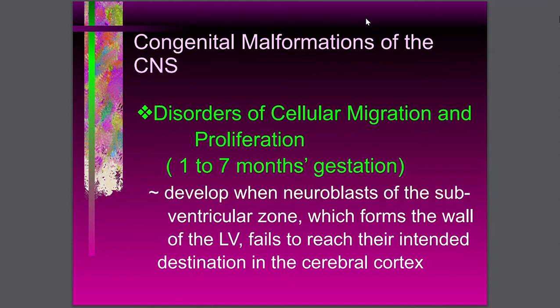So these disorders develop when neuroblasts of the subventricular zone, which forms the walls of the lateral ventricles, fail to reach their intended destination in the cerebral cortex. So when the cells migrate, when they travel to their intended destination, if they do not reach it, they are damaged. So that is, there is failure now of cellular migration and proliferation. When we say proliferation, it is development and multiplication. So this happens during the first to the 7th month of gestation. Next slide, please.